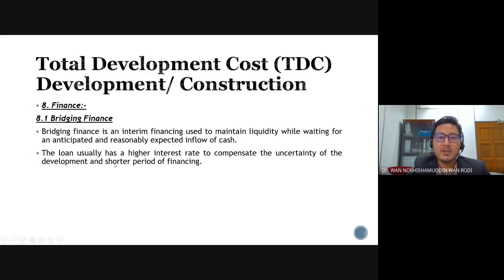Okay, and then the period of financing is also shorter, meaning you need to pay within the project period. For example, 2 years. The developer has to pay the project finance within 2 years. So the developer has to make sure the inflow of the project is able to pay the financing.